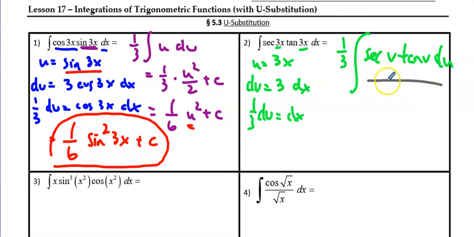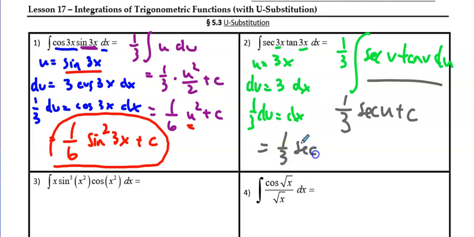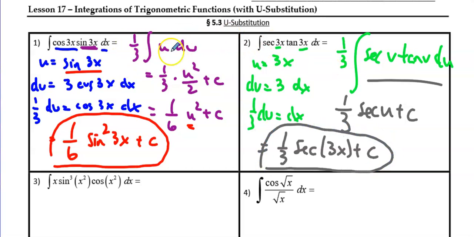So why is this actually helpful? Because we know what trig function's derivative is secant tangent. We know that secant's derivative is secant tangent. So the integration of secant tangent is simply equal to secant. So that's pretty awesome. And so our final answer for this particular example is going to be secant, and again, I'm going to replace my u with 3x plus c. So two really similar problems, just done in two completely different ways.